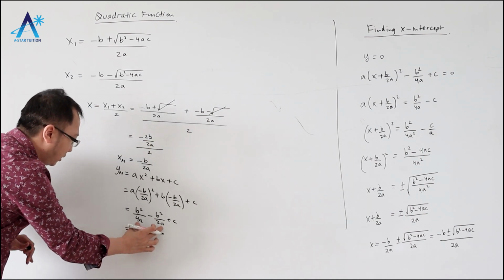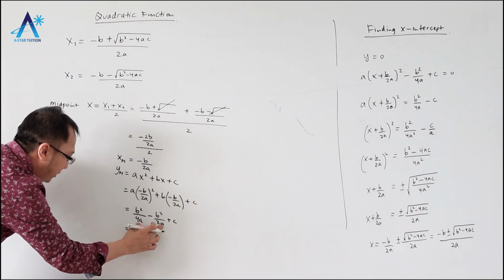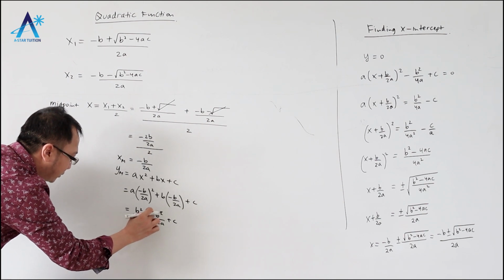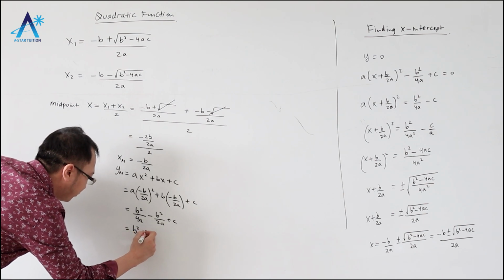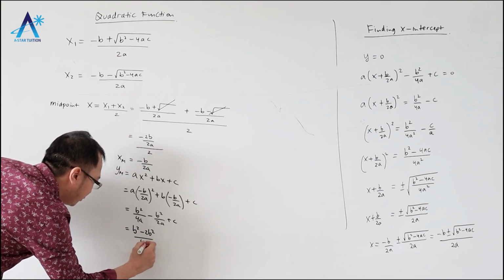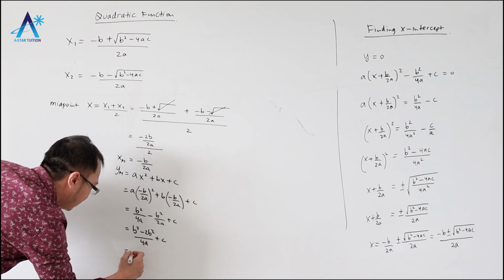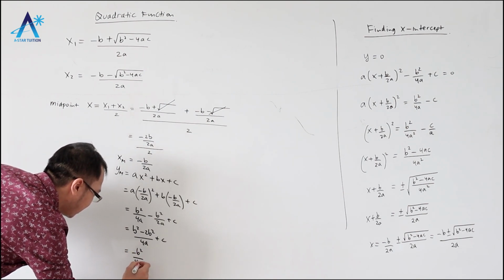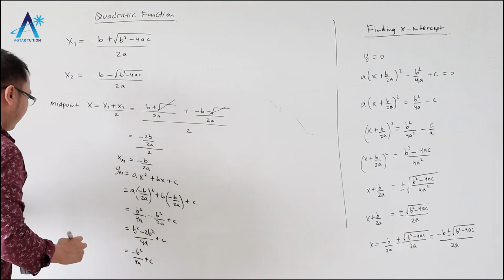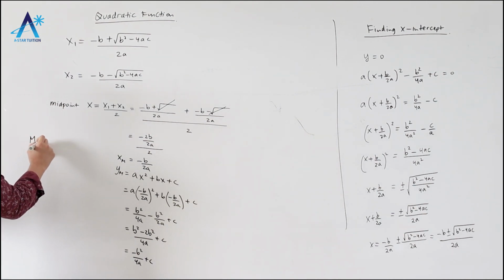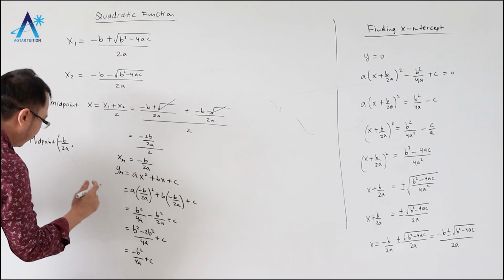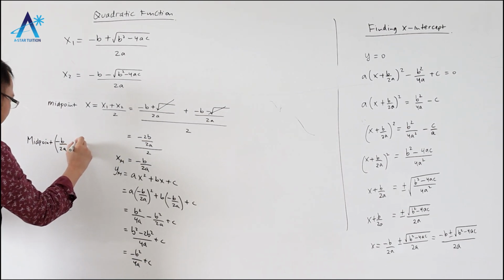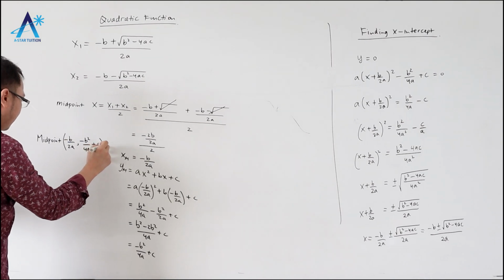We can equate the denominators by multiplying this by 2 over 2. So it's b squared minus 2b squared over 4a plus c to give us this. Okay. So the coordinate of the midpoint is negative b over 2a, comma, and this is the y of the midpoint, negative b squared over 4a plus c.